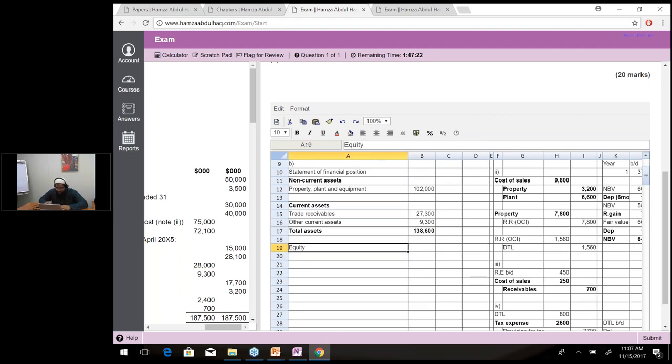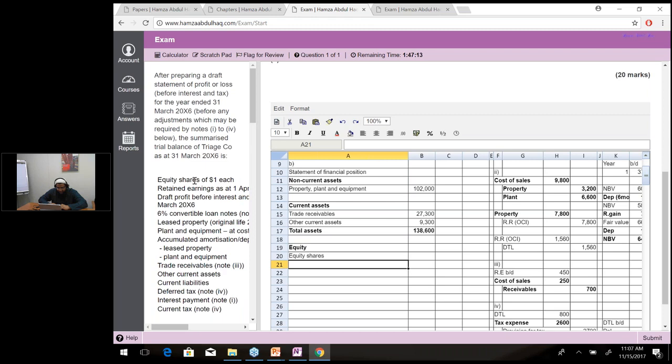So now I'm writing the equity, starting with the equity shares given in the question, which is 50,000. And apart from this, we have retained earnings given in the question. And we have calculated a revaluation reserve. And plus we have calculated an other equity. So these are all the areas.